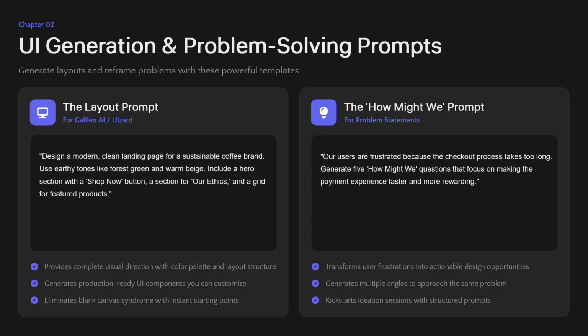Okay, so: design a modern, clean landing page for a sustainable coffee brand. Now you can see that it gives instructions: use earth tones like forest green, one page, include a hero section with a shop now button, a section for our ethics, and a grid for featured products. Now you can see all this. This is a prompt that can be pasted on UIZ and Galileo AI.